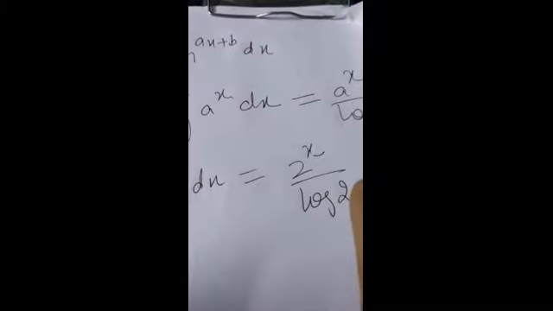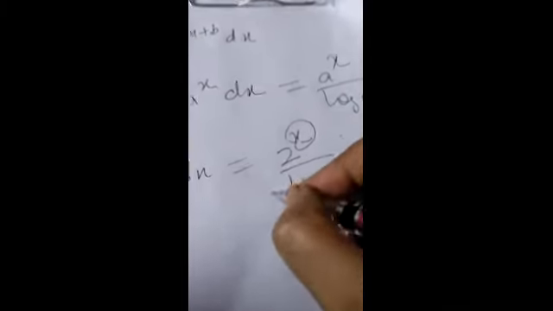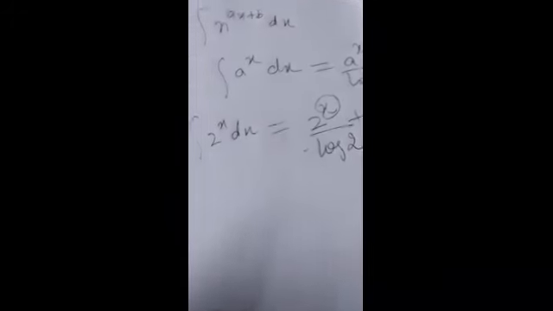अगर मैं आपसे कहूँ इंटीग्रेशन 2 power x dx, so you will write 2 power x as it is. Divide में you will write log 2 and the derivative of x that will be 1. So no need to write plus c. तो 1 जो होगा वो आपका नीचे आएगा.